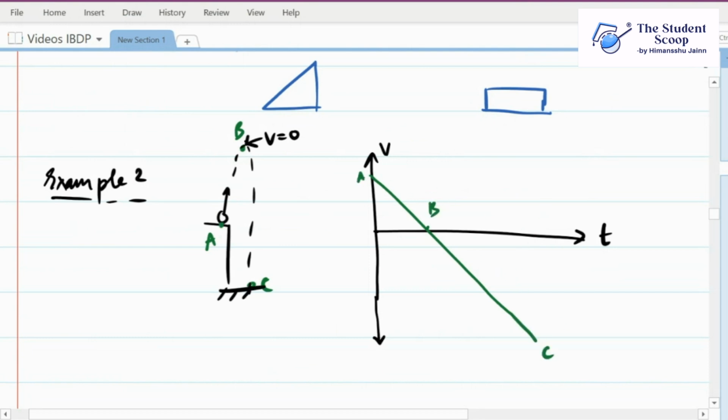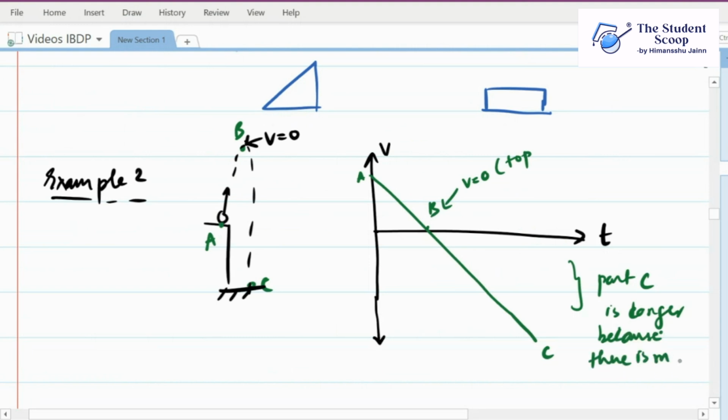Now point C is exactly the point where the velocity is 0 at the top, and part C has to be longer, because there is more displacement while coming down. So it has to have a longer tail, and the velocity is also higher in the negative direction. Here there is a major change in direction happening, and this is how we can reproduce an event in terms of a graph.